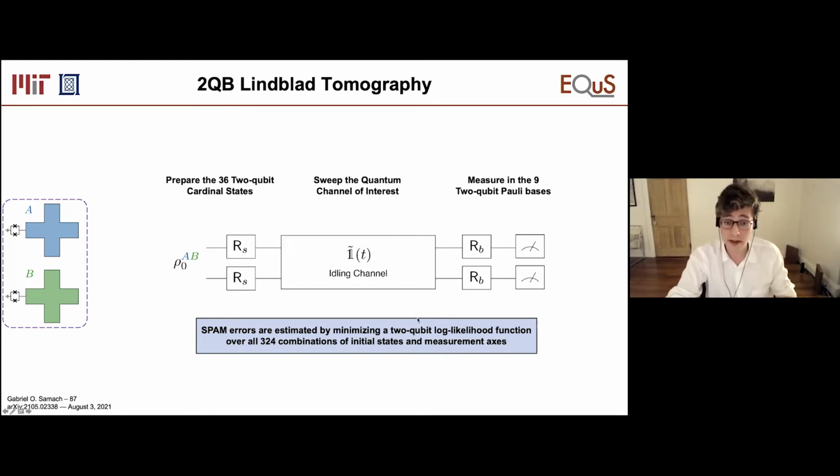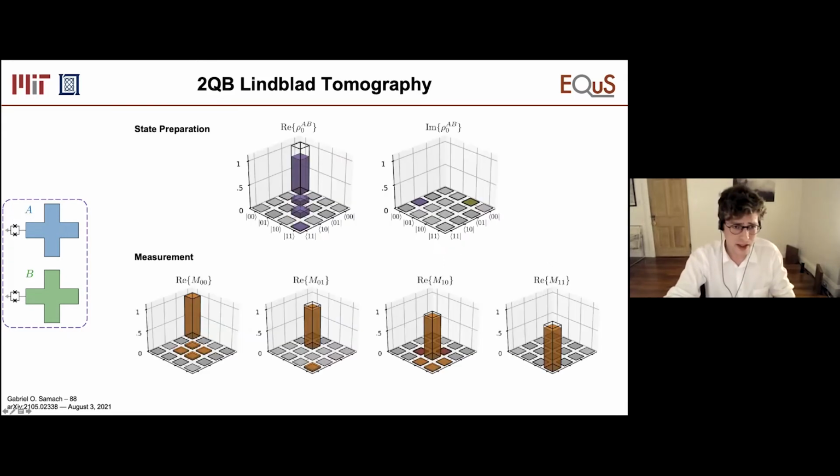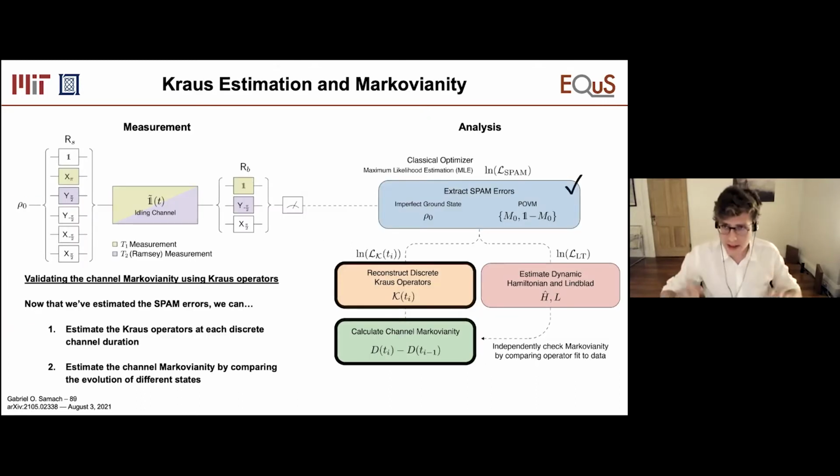Here our SPAM errors are estimated by minimizing a 2-qubit log likelihood function over all 324 combinations of initial states and measurement axes. And just to quickly show the results for this 2-qubit system, on the top I'm plotting the results for the initial 2-qubit density matrix. And on the bottom, the 4 POVMs corresponding to measurement of the 4 computational states in the 2-qubit system. Okay, so that's the SPAM error characterization at the beginning.